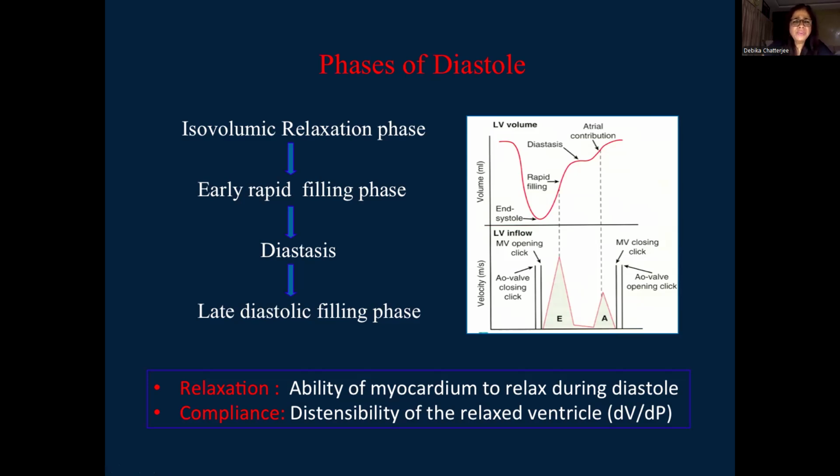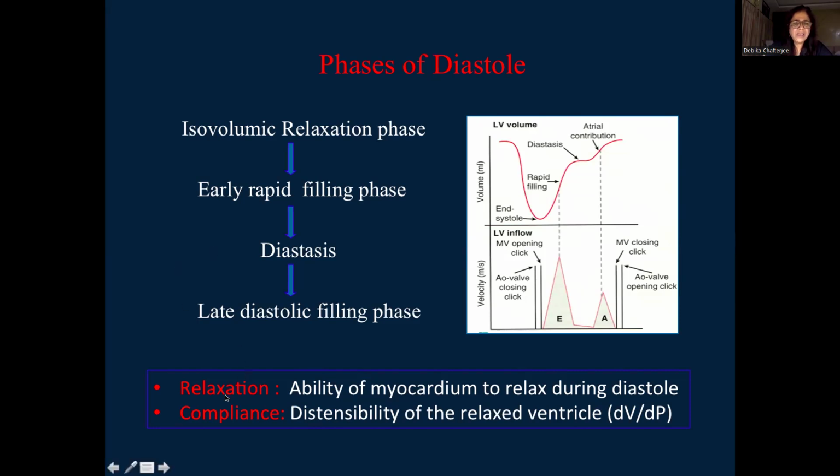So if you see these phases, there are two factors which are responsible for normal diastole. One is the relaxation, which happens in the isovolumic relaxation phase. It is the ability of the myocardium to relax due to the removal of calcium ion from the myocardium, and also the compliance, the power of distensibility of the relaxed left ventricle in order to receive the blood from the left atrium. So this is called compliance.